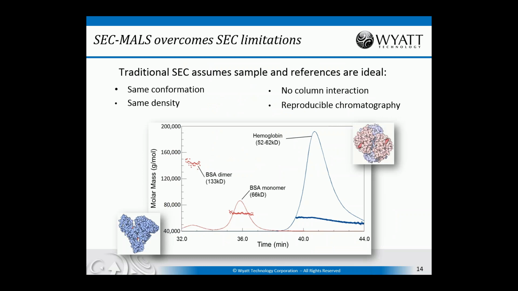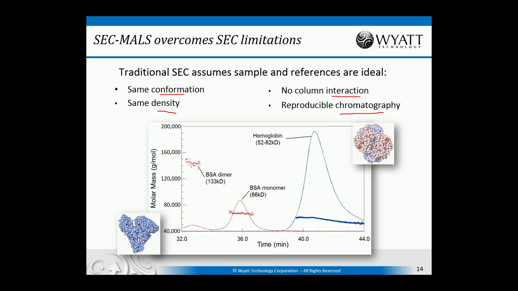So why does that happen? That happens because traditional SEC assumes that your calibration reference molecules and your samples are identical and ideal in terms of conformation, density, column interactions, and that your chromatography is reproducible day to day. That is, the elution times don't change. Otherwise, you have to recalibrate and recalibrate and recalibrate.